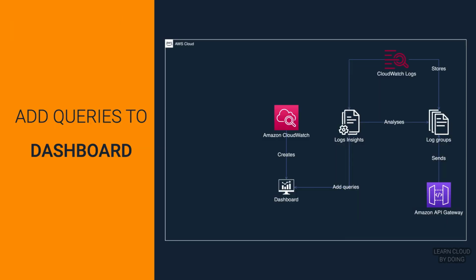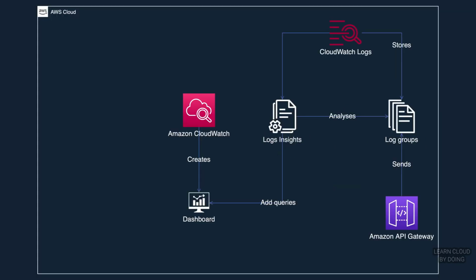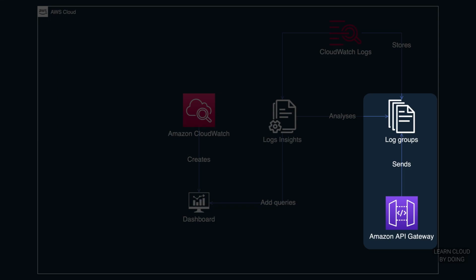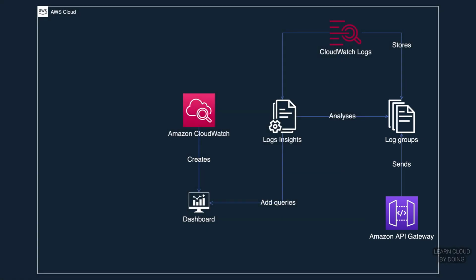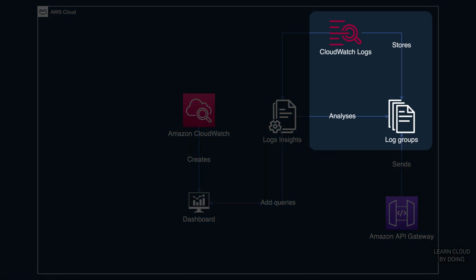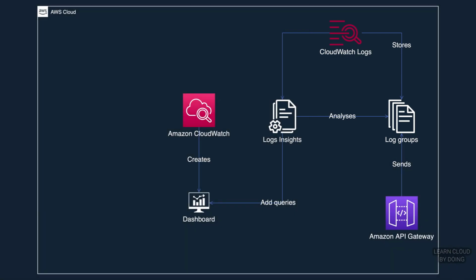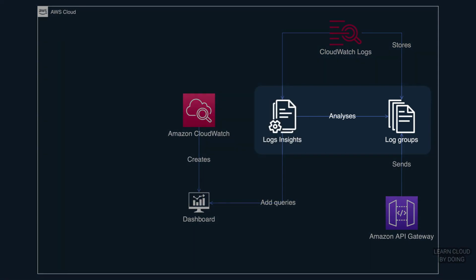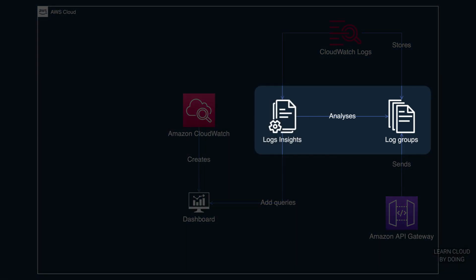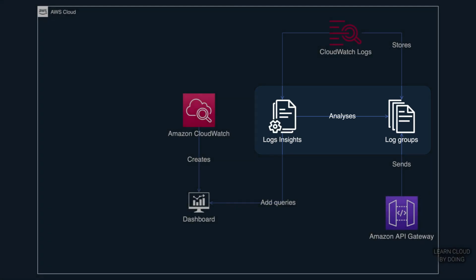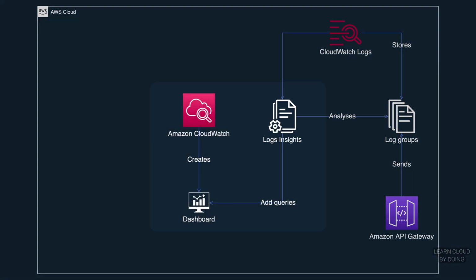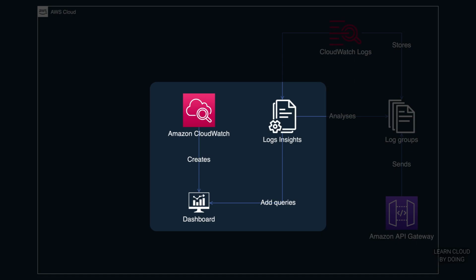First step. Add queries to a dashboard. This video uses Amazon API Gateway logs produced in a previous video. These logs are stored in log groups by CloudWatch logs. You can use logs insights to query log groups and produce charts and other widgets for your dashboard.